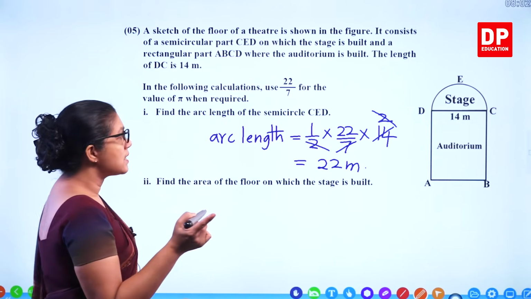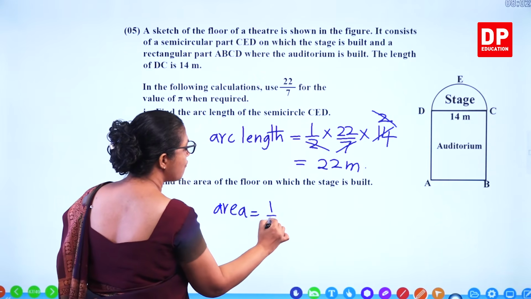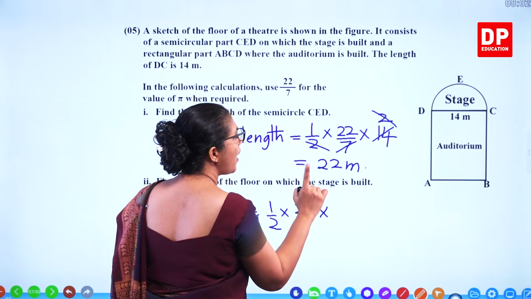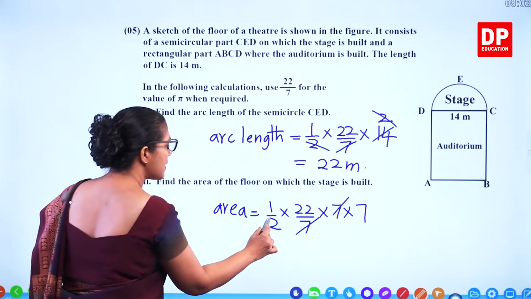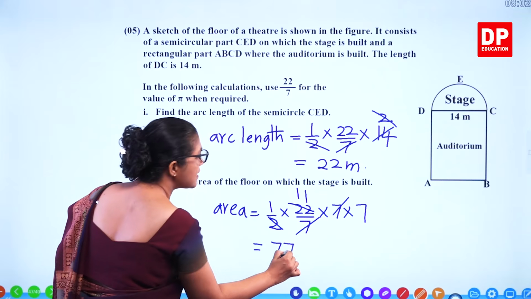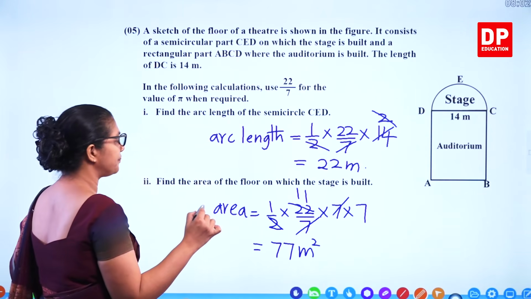Find the area of the floor on which the stage is built. That's also a semicircle. So what's the area? Half pi, 22/7, r squared. R is 7 now. 7 into 7. 7 get cancelled out, and here 11. 11 times 7, 77 square meters.